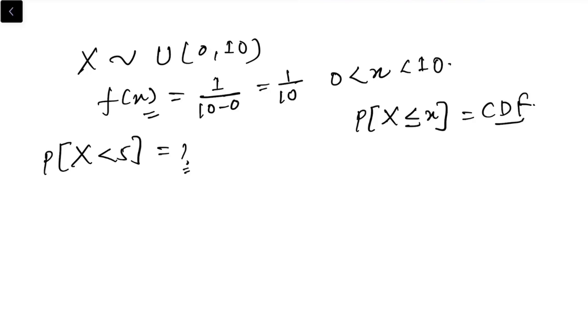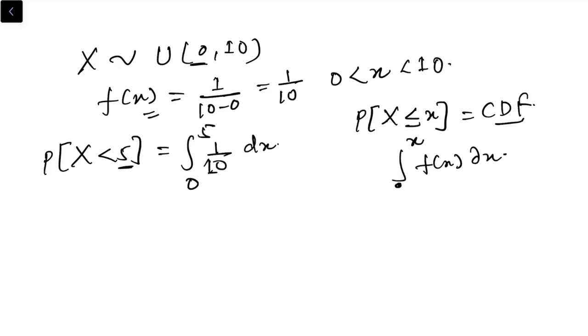The idea behind the CDF is simple, that is integrating the PDF from the lower limit up to some point x. Okay, so this is CDF. In this example, the lower limit is 0, so we'll integrate from 0, and the upper limit is 5, and the PDF is 1 over 10 dx. So this is 1 over 10 times 5, which is half.